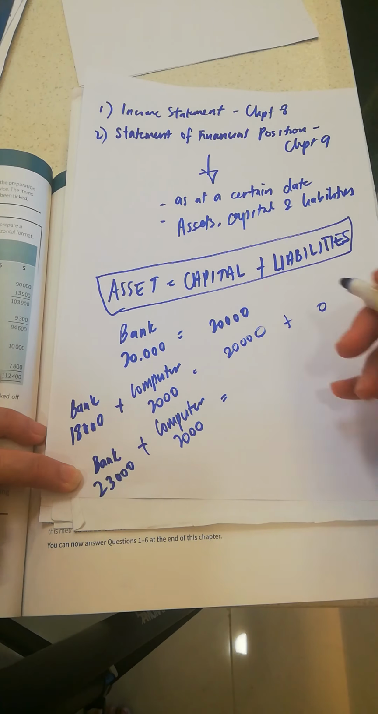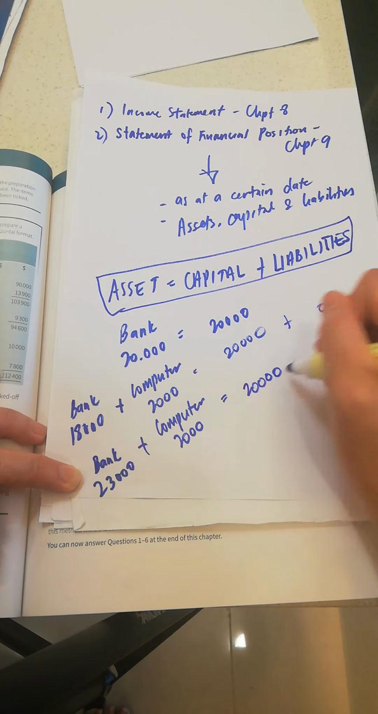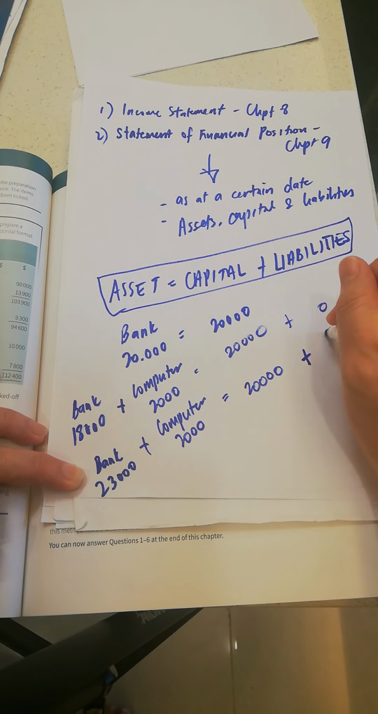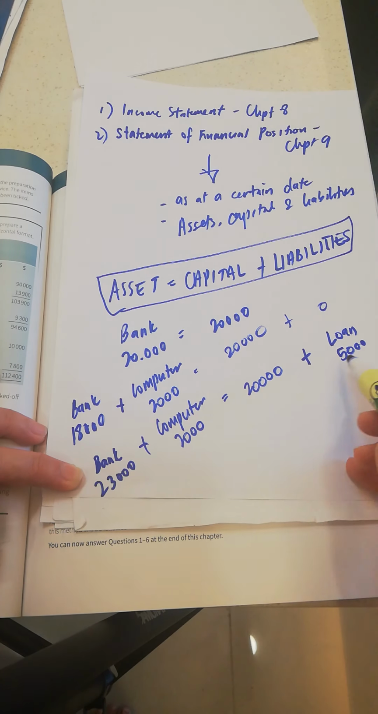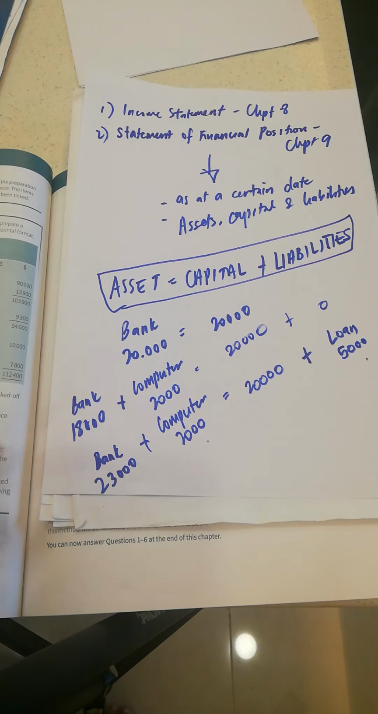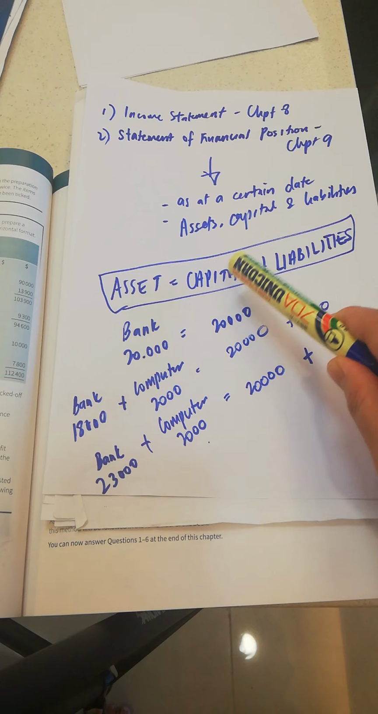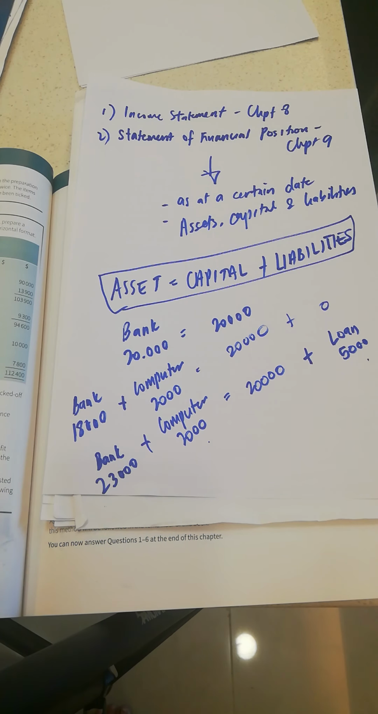Then on this side, your capital is still no change, 20,000, but your liability is now 5,000 because you owe the bank 5,000. So this side is 25,000, this side is also 25,000. Do you see the trail? At all times, asset always equals capital plus liabilities. In any company, it is like that.